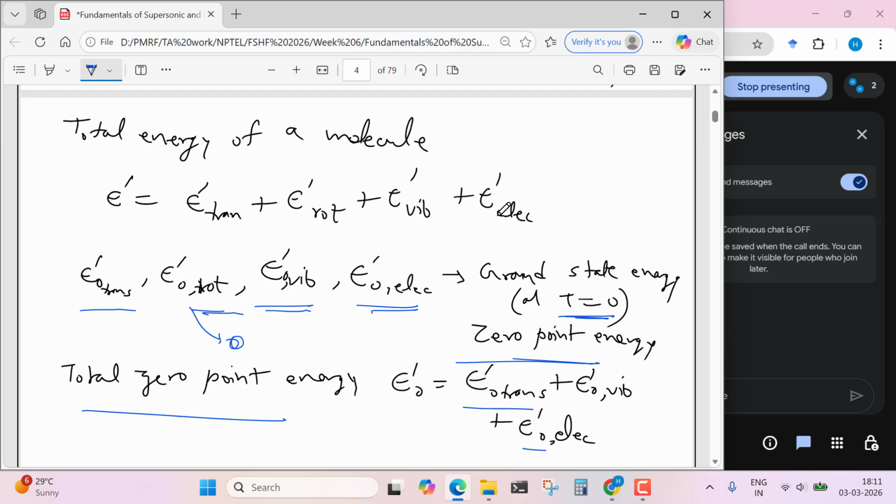Okay, so let's say there is ground state energy, which is given by epsilon dash 0 trans, epsilon dash 0 rot, epsilon dash 0 vib, epsilon dash 0 elec. This is called zero point energy, and for rotational the zero point energy is 0. So what will be the total zero point energy? It will be the sum of all these zero point energies, which is equal to epsilon dash 0 trans plus epsilon dash 0 vib plus epsilon dash 0 elec.